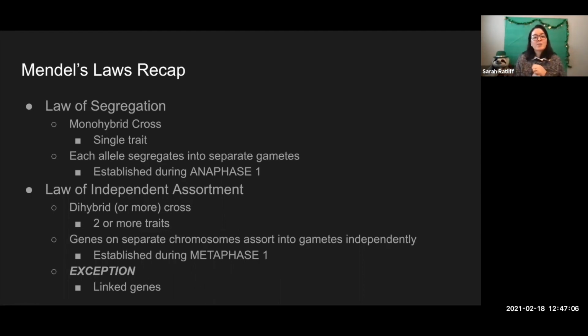Genes on separate chromosomes assort into gametes independently. So chromosome 5 and chromosome 22 are not dependent upon each other. They're just going to line up along the metaphase plate whichever way they want. They don't care what's happening with the other chromosomes. And this happens during metaphase 1, which we learned during the meiosis section. The only exception to the law of independent assortment is linked genes that are very close together on a chromosome. Comments, questions, concerns, clarifications?